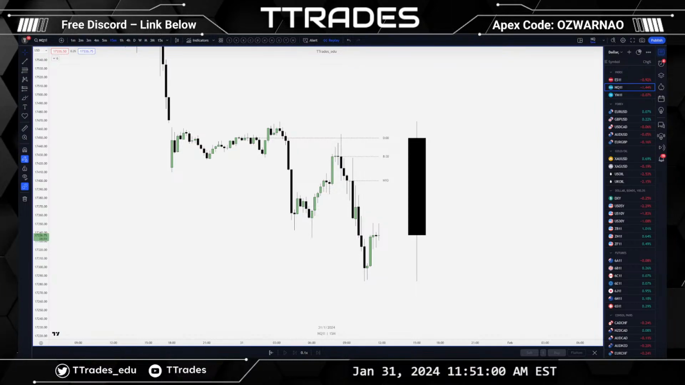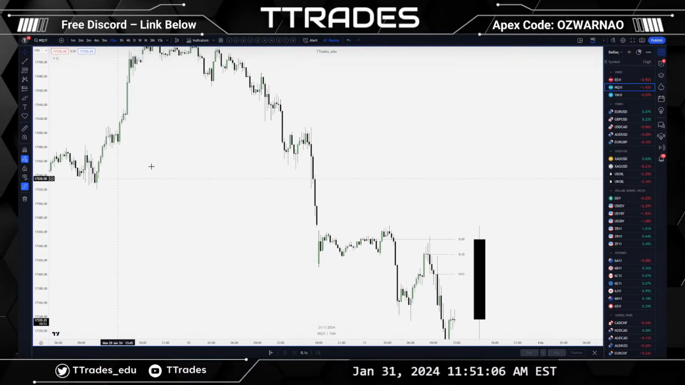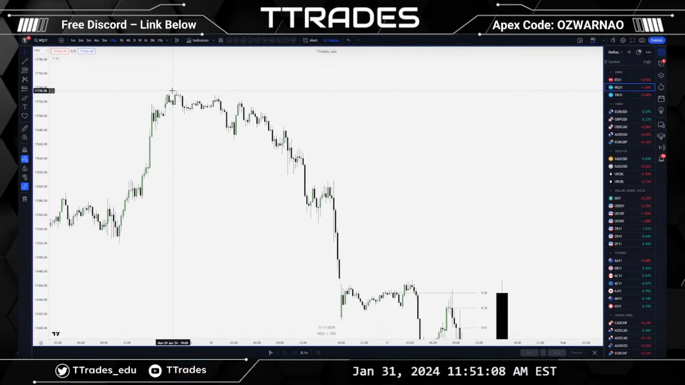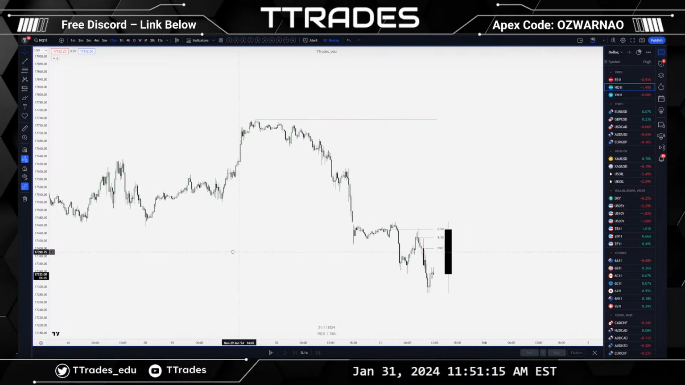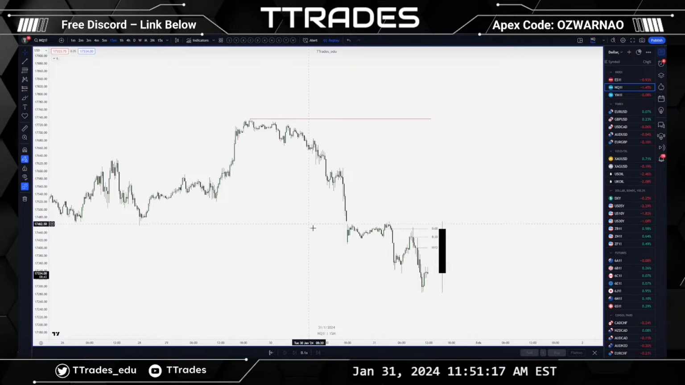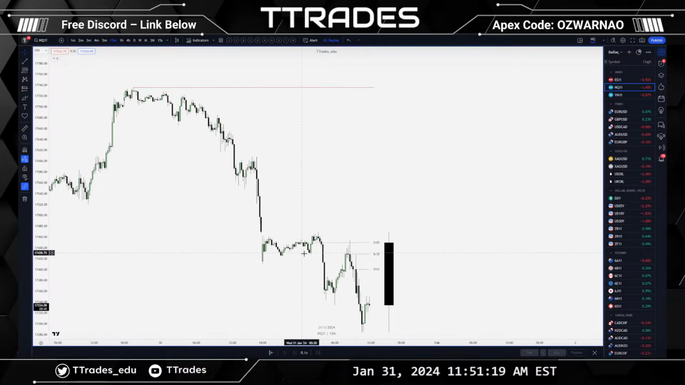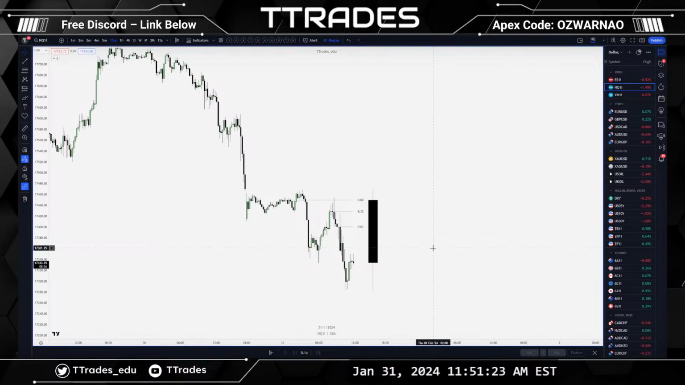Why not equal highs around 14,740? Yes, these will be a draw for later. Why not now? Well, there's nothing on the daily profile here telling me to long this, right? Also, if we go back, I'll go search something real quick.